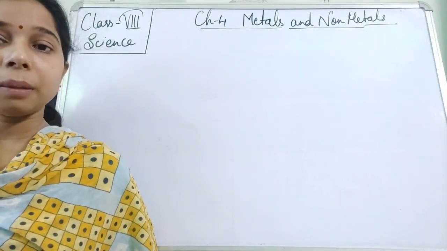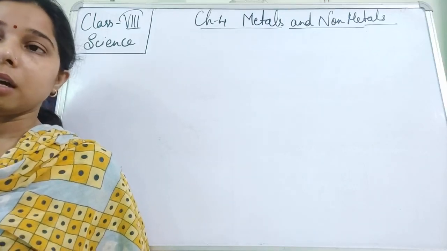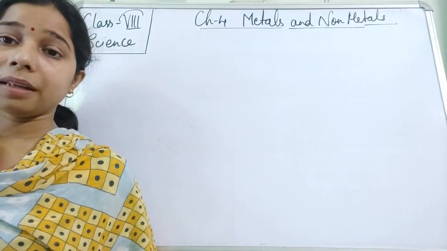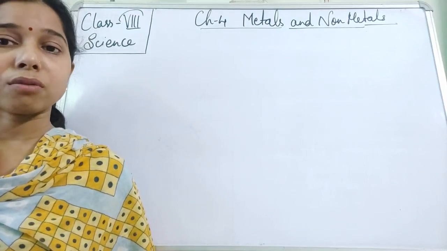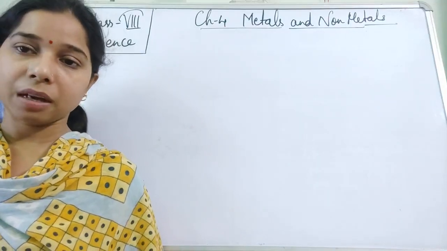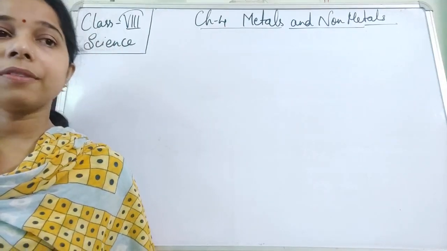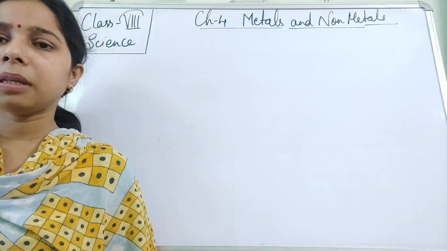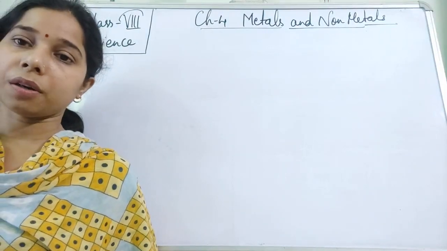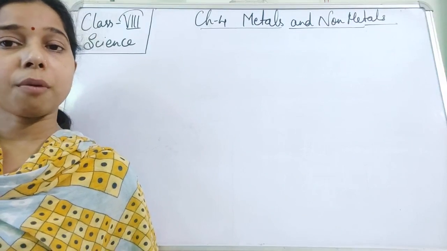And the reason for keeping it in kerosene oil is that if it is kept open, it will react with the oxygen and catch fire. So to prevent this, we keep it in kerosene oil. If we talk about calcium, calcium needs a little bit of temperature, so we provide heat to it in order to react with oxygen to form calcium oxide.